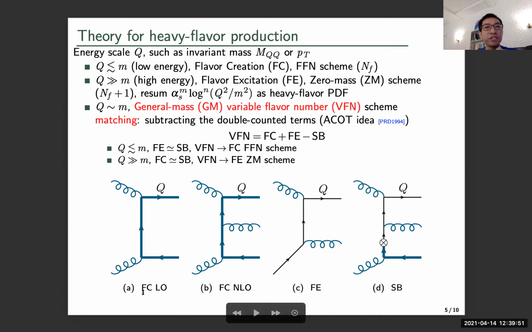You can see that I show some representative diagrams here for heavy quark production at the LHC. At the leading order of the flavor creation term, you have quark pair production. At high energies, you have a flavor excitation coming directly from your heavy quark PDF. But at the next-to-leading order of your flavor creation term, your heavy flavor PDF will be double counted in this flavor excitation and the flavor creation term at next-to-leading order. That's corresponding to the last diagram. So we need to subtract this double counted term order by order. That's how this scheme works.